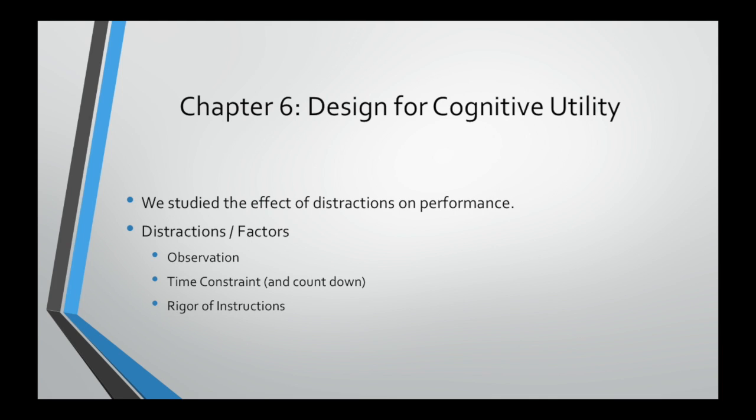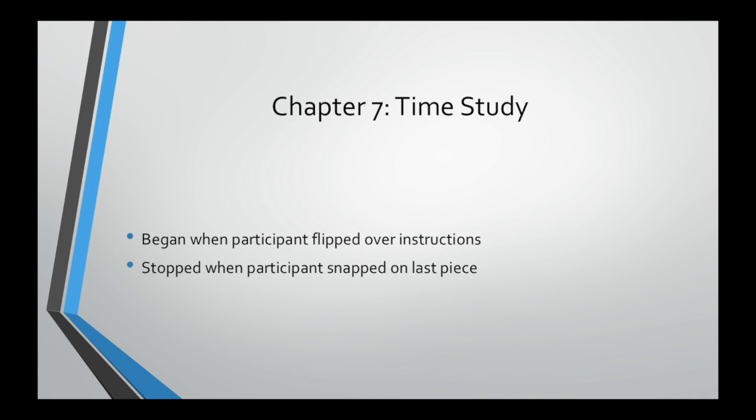For observation, one of us left the corner of the room or table and checked up on the participant about every minute. For the time constraint, we told the participant that they had 7 minutes to build the LEGO assembly and had a clock that counted down from 7 minutes sitting right in front of them. Finally, we controlled the rigor of instructions by removing steps from the original set of instructions to use on the test group. For this time study, we started the clock when the participant flipped over the instructions, and we stopped the clock when the participant put the final piece in place, and everything else was correctly finished, meaning that every piece was in the place that it was supposed to be.